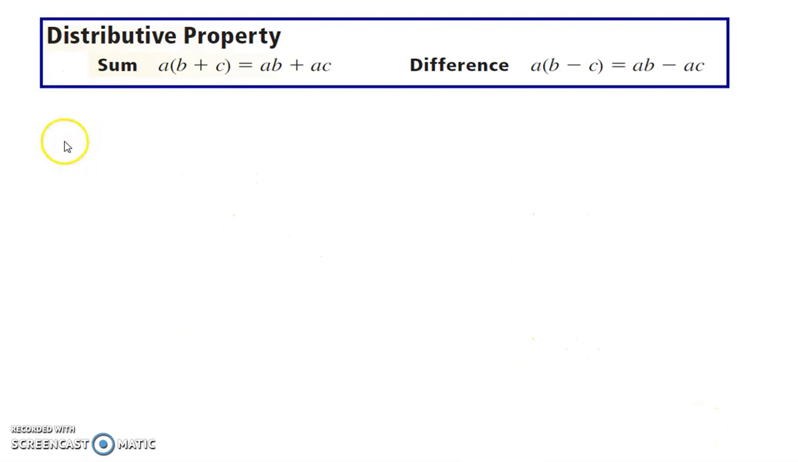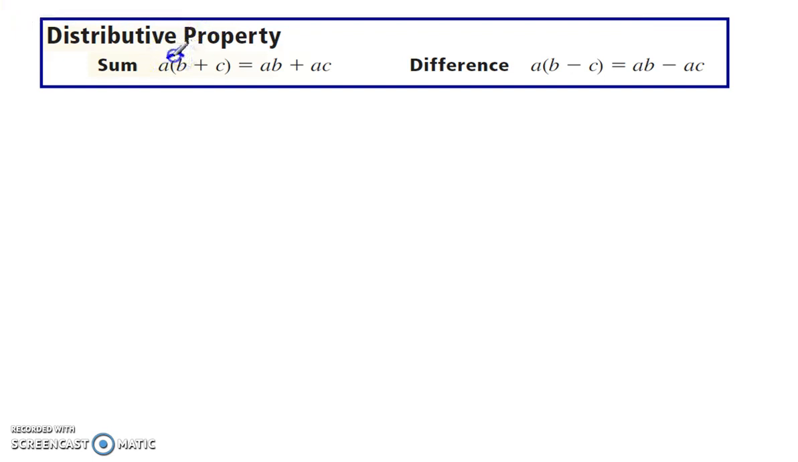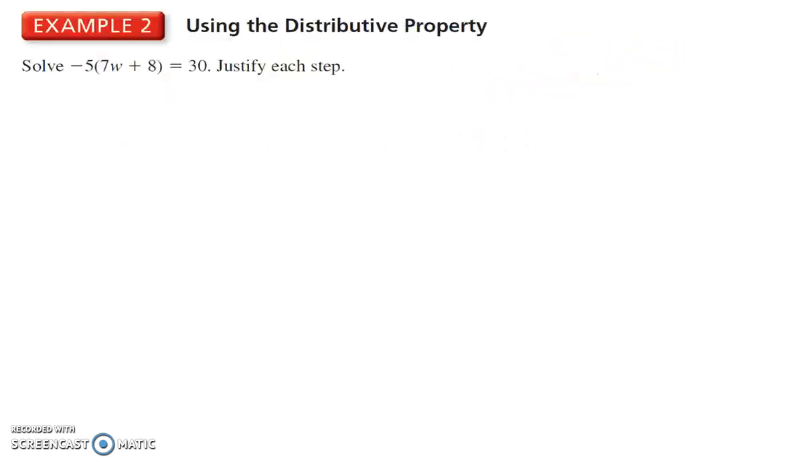The distributive property you should be familiar with means we take what's on the outside of the parentheses and we multiply it with everything inside the parentheses. So A times B plus A times C. Same thing works for subtraction. That would be A times B minus A times C. All right. We need to justify each step here. So we're going to solve and justify each step.